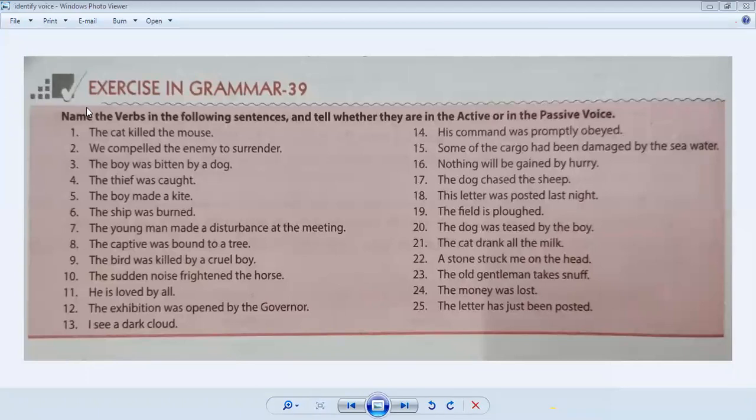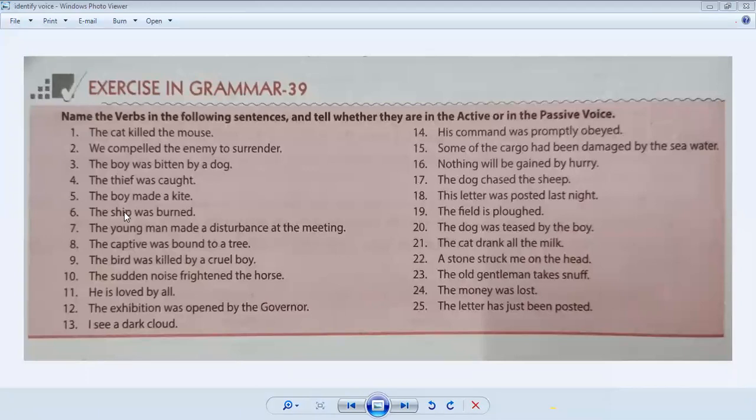For example, look here, the cat killed the mouse. Now, here, what is the action? The action is of killing. Now, if I ask you, is the cat, which is the subject of the sentence, doing the action of killing? Yes, the subject is doing the action of killing. That means my subject is active and this sentence is in active voice. And the mouse is getting killed means what? The mouse is the receiver of the action. So that is where it becomes the object of the sentence.